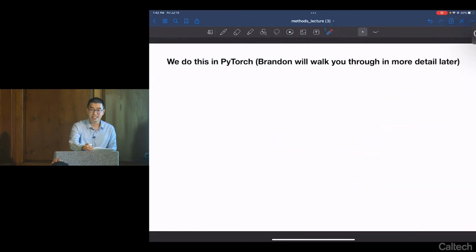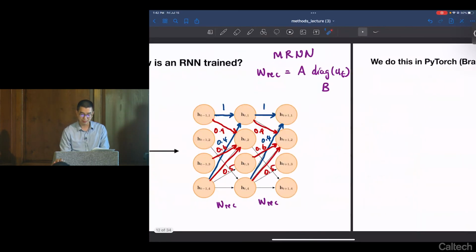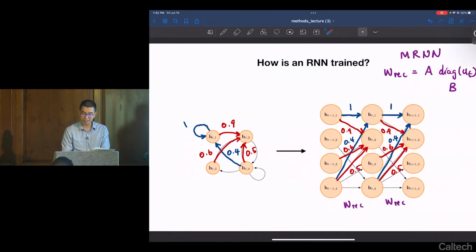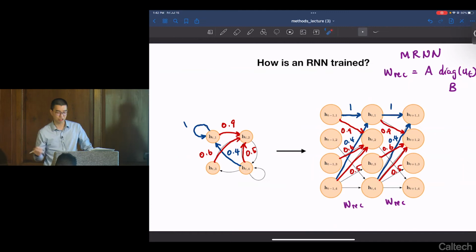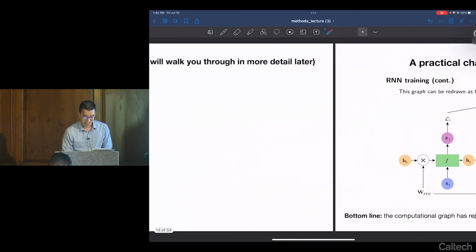Now, with that in mind, because this is now a feed-forward neural network, we can use our backpropagation rules that we discussed at a high level earlier to backpropagate the gradient and learn the derivative of the loss with respect to W recurrent. And then we can change W recurrent to make the loss smaller. What's the challenge in this?